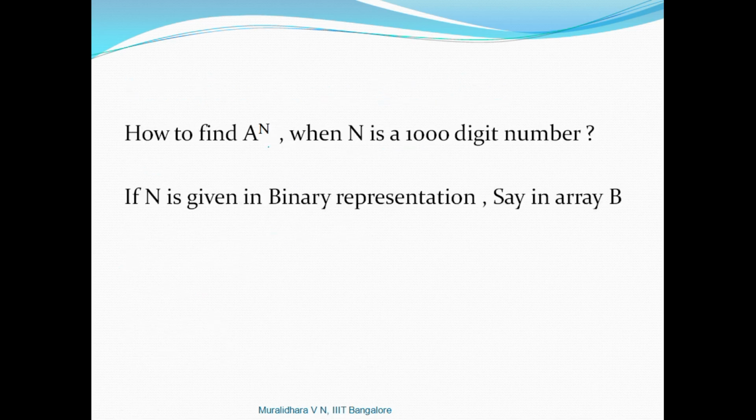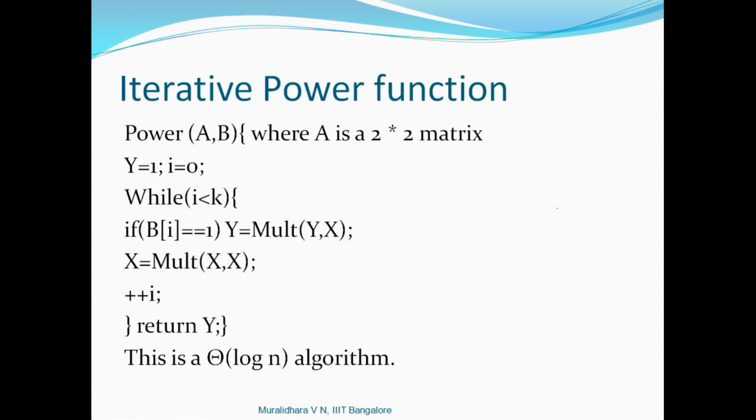So what happens if I have to find A to the power n, where A is a 2 cross 2 matrix, but my n is a very large number, let's say a 1000-digit number? If n is given in the binary representation, I can store this in an array B, and then it's easy to rewrite this algorithm. Checking whether n is even or not is basically checking whether B of i is 0 or 1.